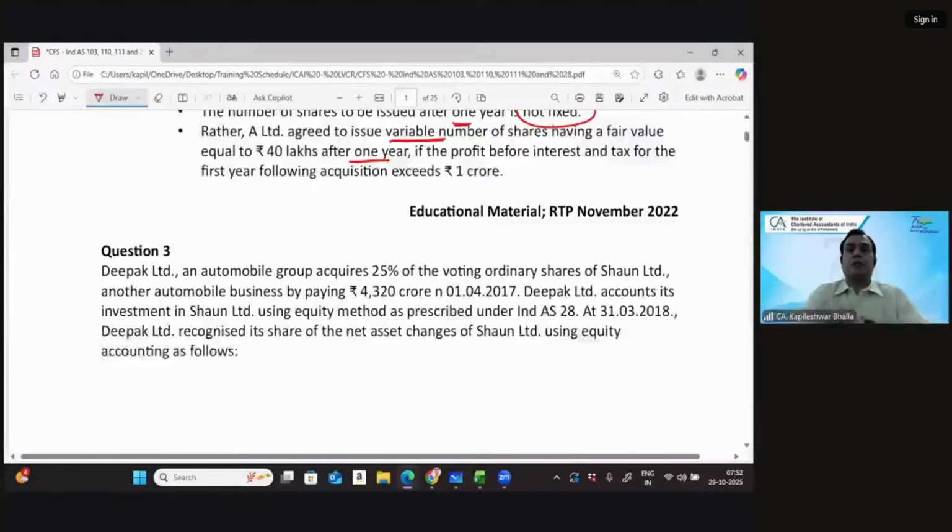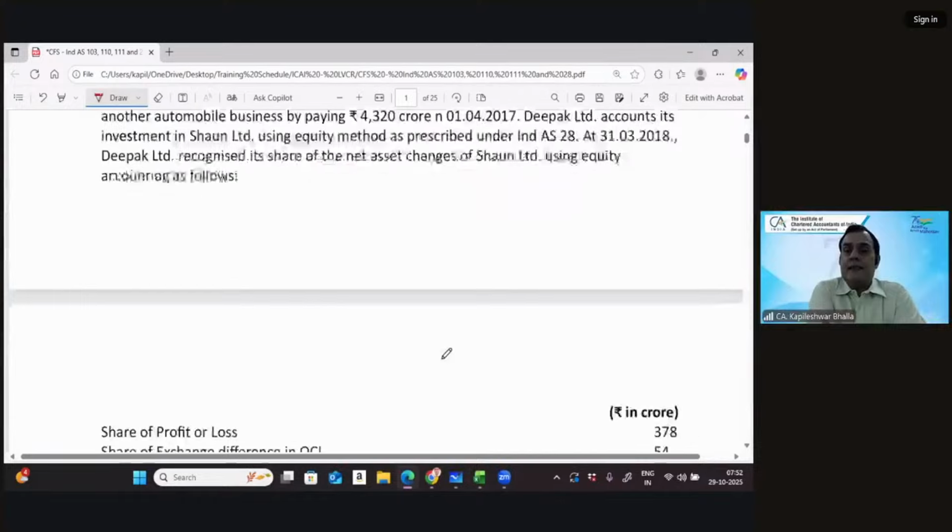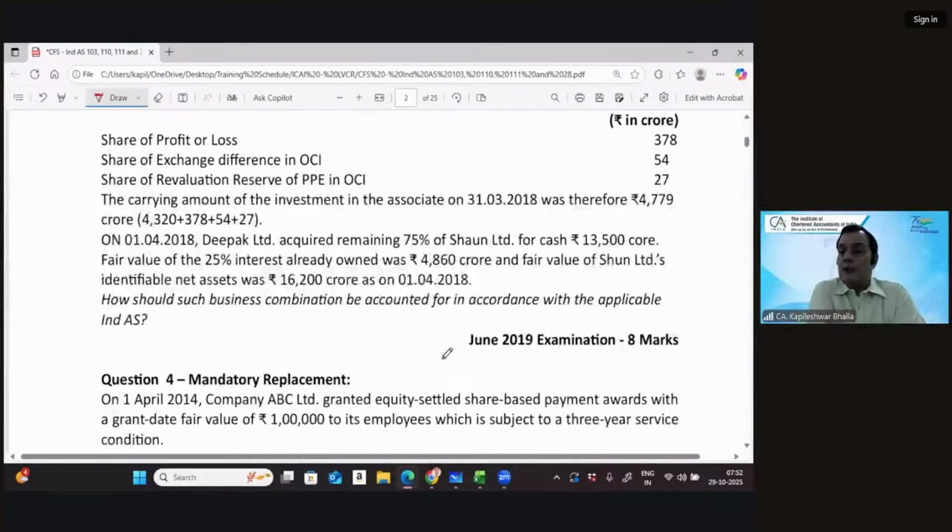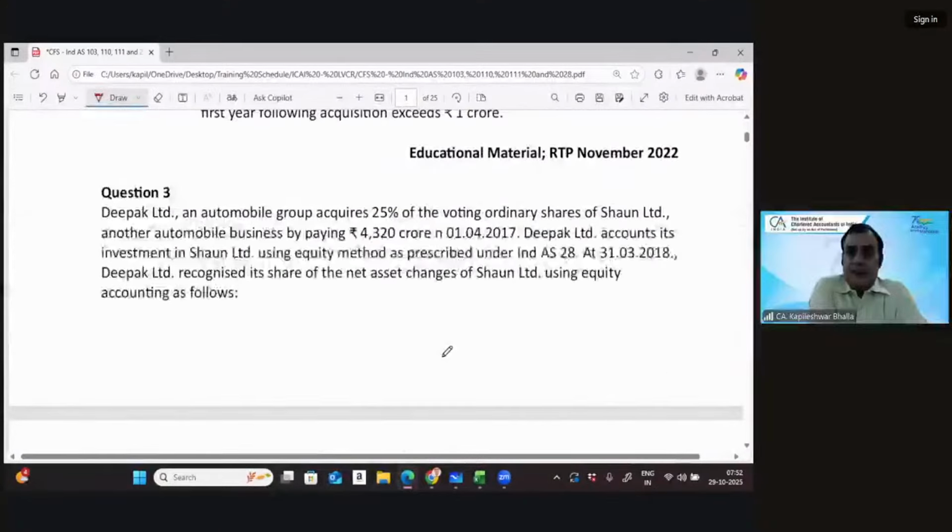So we're looking at question number 3, and this is a question which came in the exams, June 2019, for 8 marks. A similar question is there in the study material as well. If I remember rightly, a similar kind of question is there in the education material also. And it's a brilliant question on the concept of PHI. Let's first read the inputs.